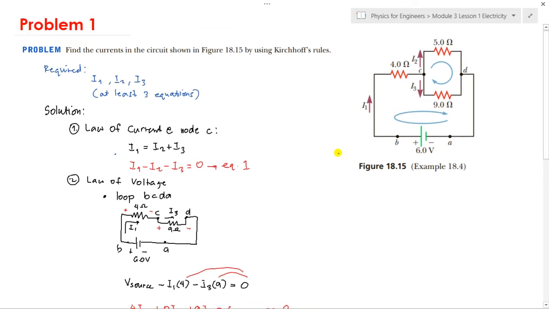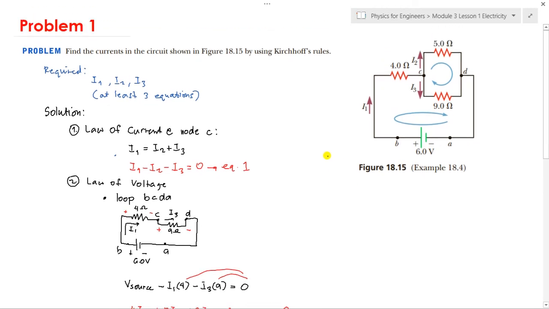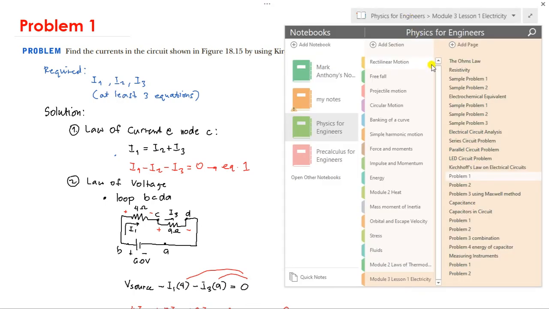What you need to look for is to indicate how many unknowns there are. So if we have two unknowns, we need to find at least two equations. If there are three unknowns, we need at least three equations in order to solve. Then we apply the first law, the law of current, and the second law, the law of voltage. Okay, so let's try another one.